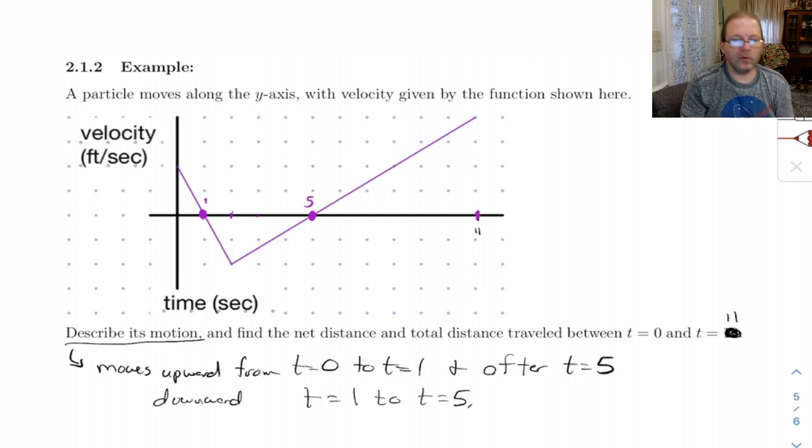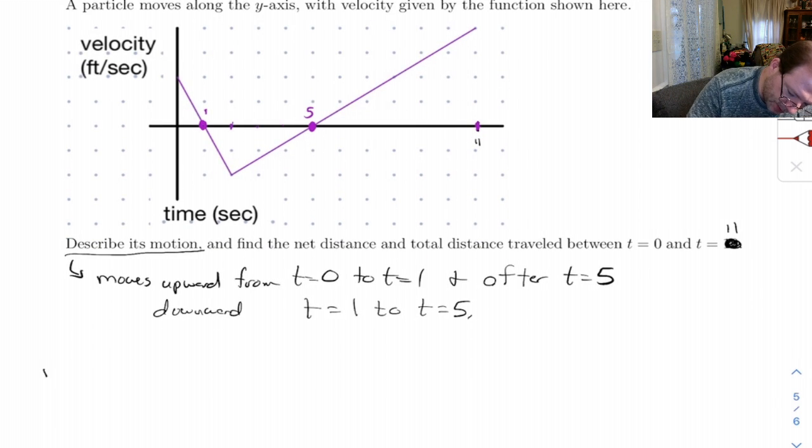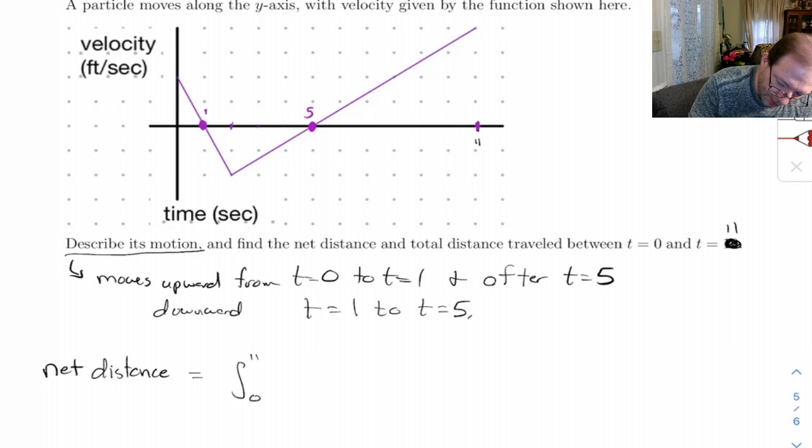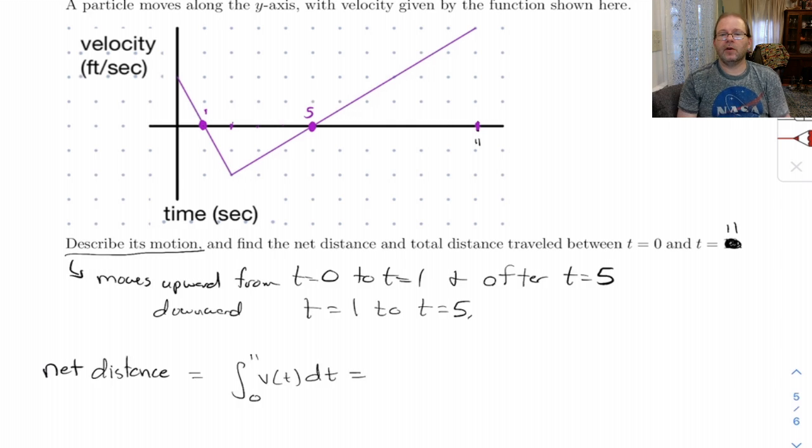All right, so let's find the net distance, or the net change in position, whichever you want to call it. Now that's always the easier one to calculate because you just take the integral from, in this case, 0 to 11 of v of t dt, and you compute it. Now we've done this in the previous examples by taking the antiderivative, but on this one we're not given the function, we're just given a graph of the thing. So we're going to have to interpret this integral in terms of area.